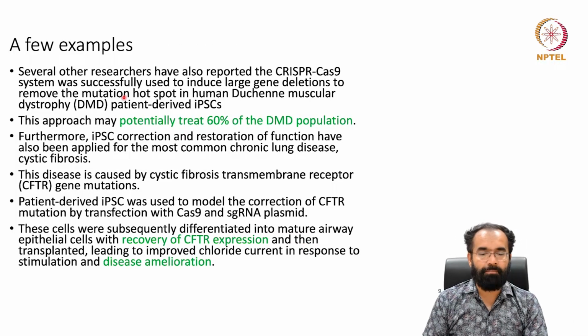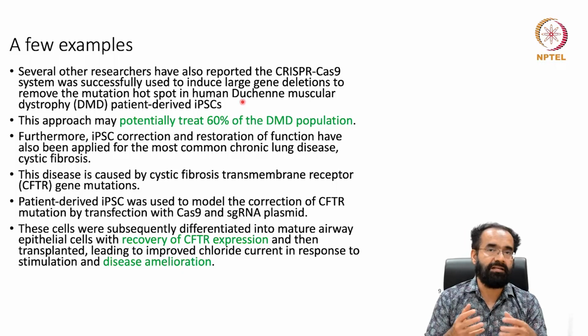Let us see a few more examples. Several other researchers have also reported a CRISPR-Cas9 system which was successfully used to induce large gene deletions to remove the mutation hotspot in human Duchenne muscular dystrophy using patient-derived iPSCs. In a simplistic sense, Duchenne muscular dystrophy is a male-specific disease. Females can be carriers, and the victims normally don't live beyond 30 years. Some exceptions may be there because their muscles will be very weak, their breathing will get affected, and the lungs will not function. So these are all very serious issues.